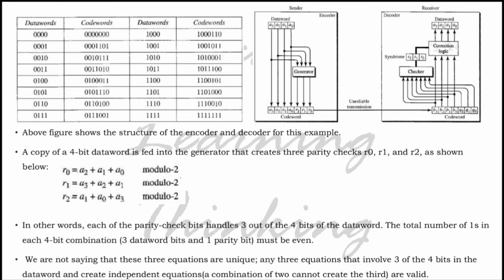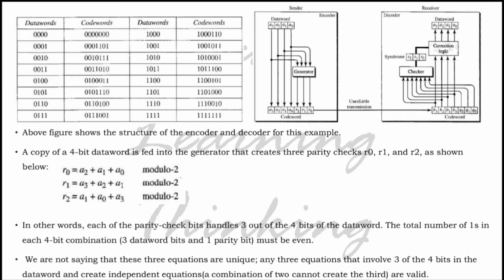So the above figure shows the structure of encoder and decoder for this example. The data word is 4 bits and the code word is 7 bits. That means 3 parity bits are added there. And R0 equal to A2 plus A1 plus A0, R1 equal to A3 plus A2 plus A1, R2 equal to A1 plus A0 plus A3. So these are modulo 2 functions.